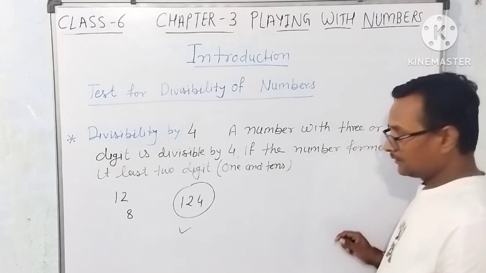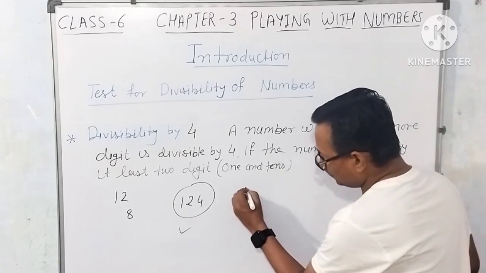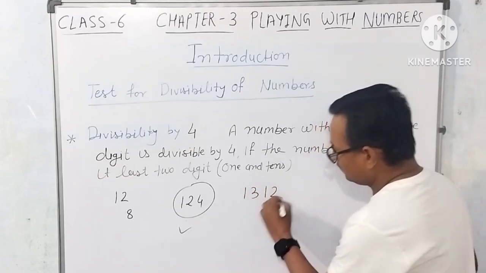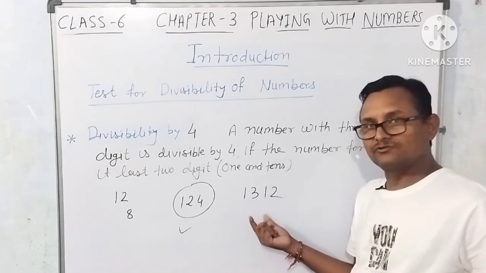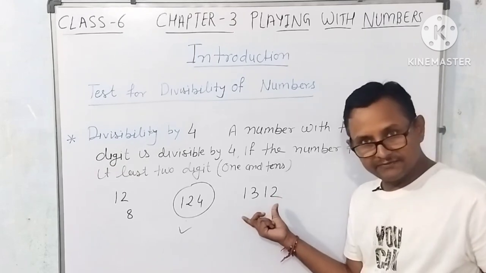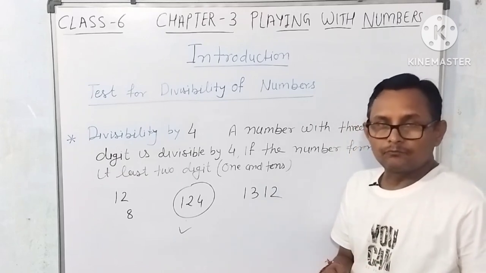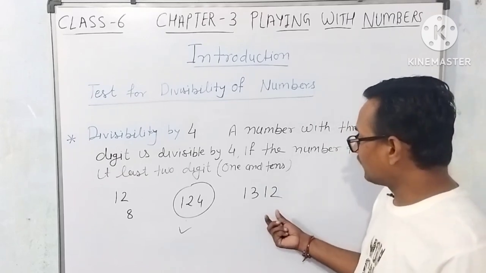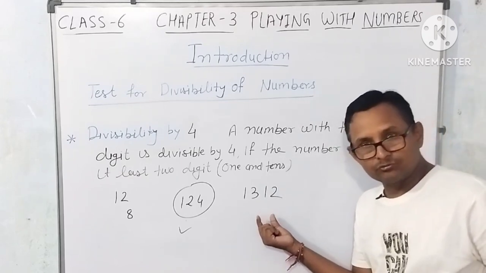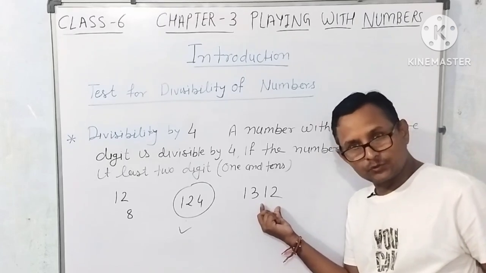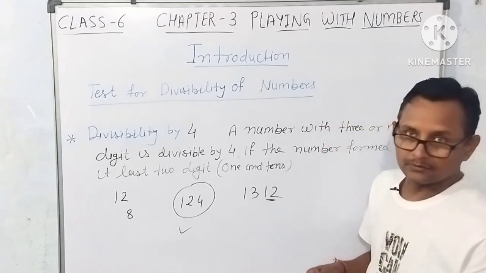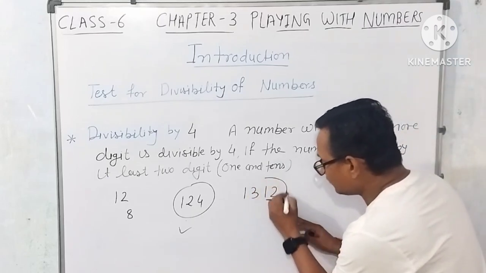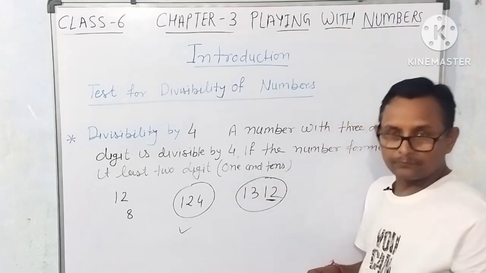One more example, 1312. Friends, now it's a big number, 1,312. It is also divisible by 2. But for fast calculation, we have to check the last 2 digits. The last 2 digits are 12. So we can say 12 is divisible by 4, so the whole number is divisible by 4.